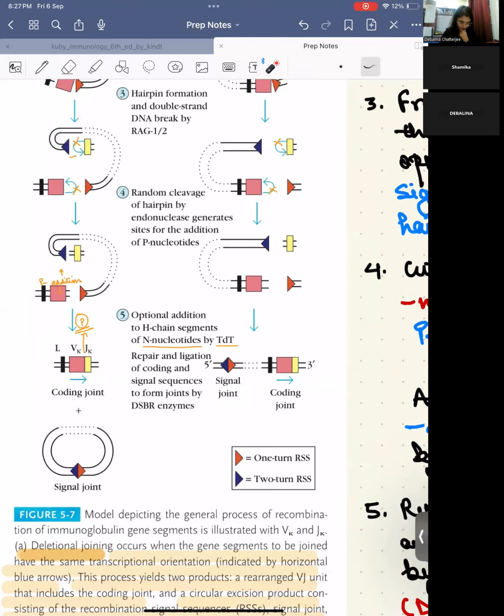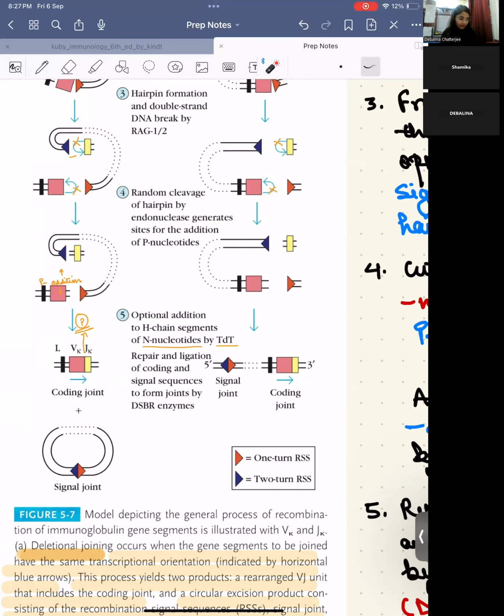While we were discussing VDJ and everything, this leader sequence, as I was saying, is a signal for the entry of the heavy chain and light chain variable regions into the endoplasmic reticulum, where the folding has to happen. Ultimately, when the immunoglobulin molecule is formed, this L segment that you see everywhere is also completely taken off. So it doesn't form a part of the ultimate protein, the immunoglobulin molecule. What you ultimately see and what was initially present are completely different.